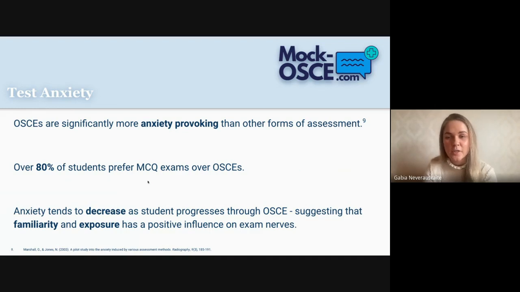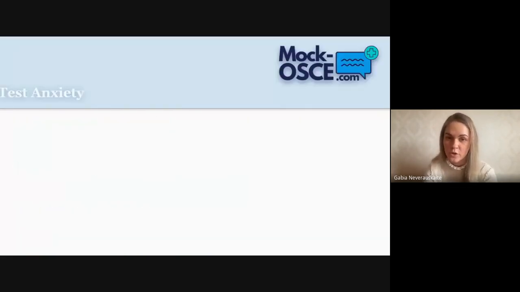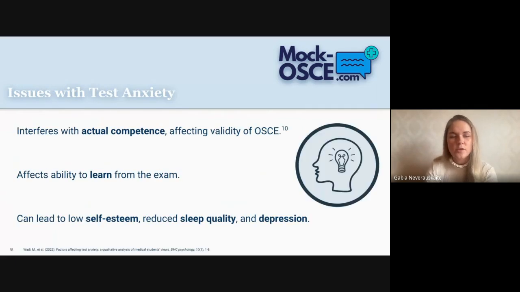Fortunately, anxiety during an OSCE declines quite quickly. So that kind of shows us that familiarity and exposure have a positive impact on nerves. So those are kind of the key words there to keep in mind: familiarity and exposure. So what are some issues if we don't look at our test anxiety? So we can actually affect the validity of the OSCE because we're not actually measuring your actual competence if you are bombarded by nerves on the day of your exam.